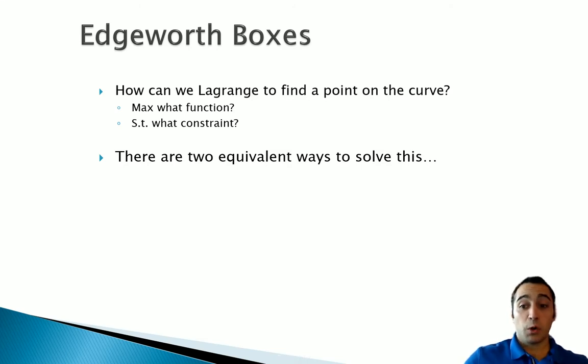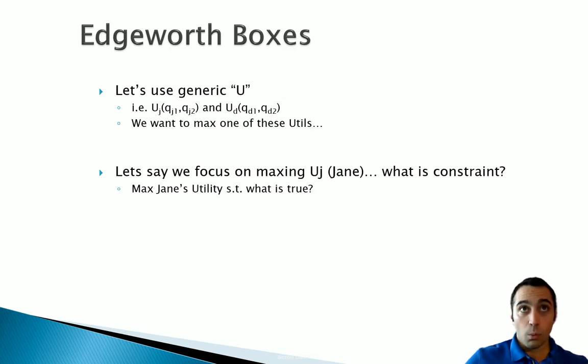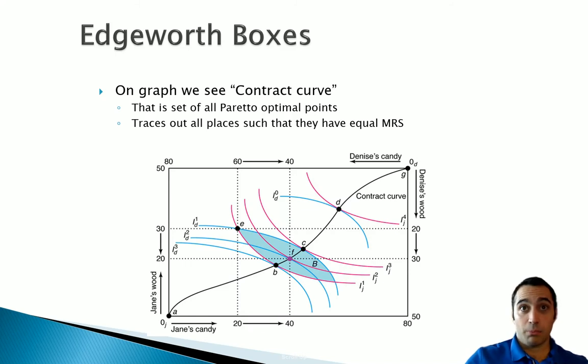In short, there are 2 equivalent ways to solve this. One, we could say that point B is making Jane as happy as possible without making Denise miserable. Alternately, we could say that point B is making Denise as happy as possible without making Jane miserable. I.e., there's a trade-off. The contract curve gets us points that are as good as possible for one person without harming the other.